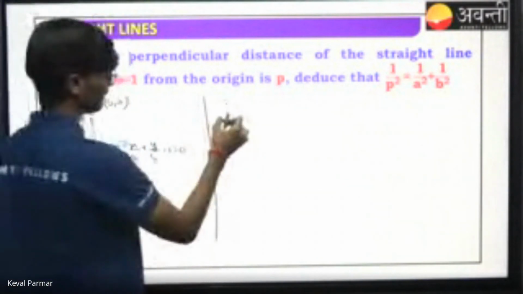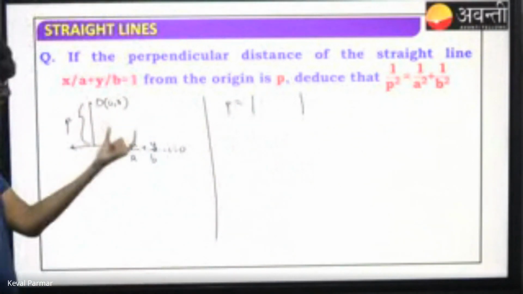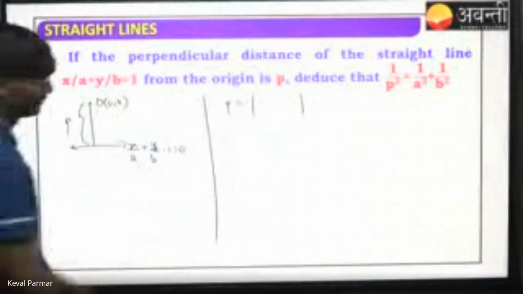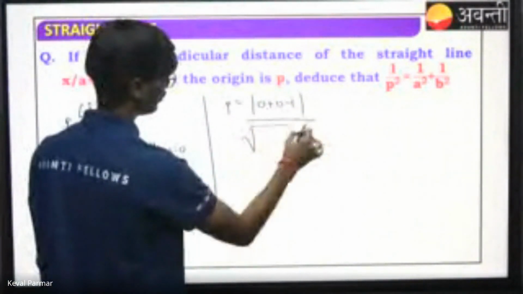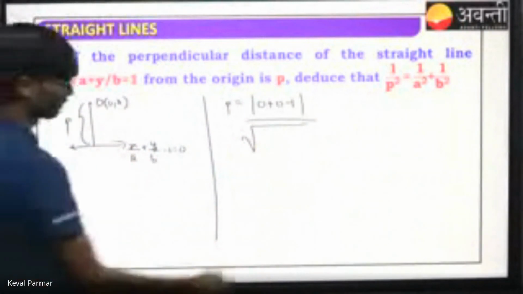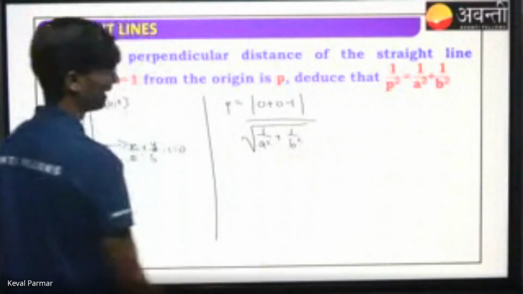So perpendicular distance equals mod of, substitute this point here, so I'll get 0 plus 0 minus 1, upon under root of the coefficients. What is the coefficient of x? 1 by a. Coefficient of y, 1 by b.